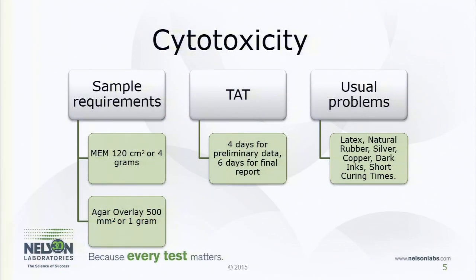So for this test, this is my dashboard, I call it. It kind of gives you a snapshot of information about each of these tests. So up in the top right, we have sample size requirements, how much sample required for these tests, the turnaround time, and that's specific to Nelson Labs. Each lab has a little bit of variation, but that's Nelson Labs turnaround time. And then some usual problems, okay?